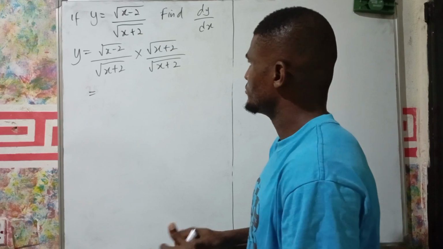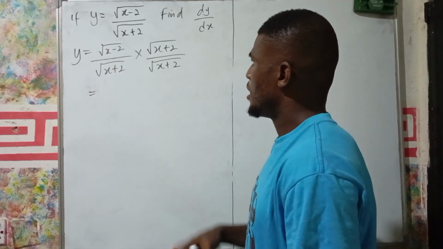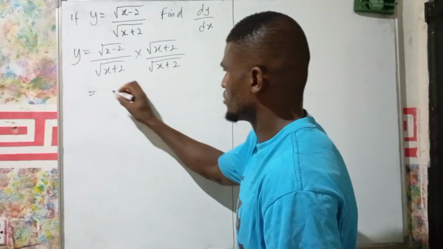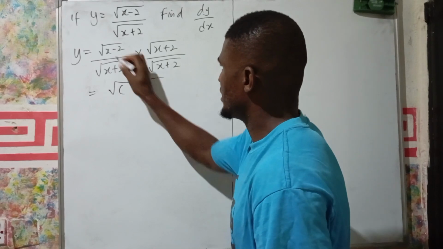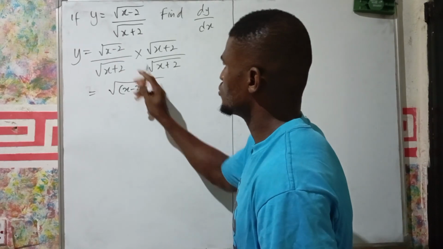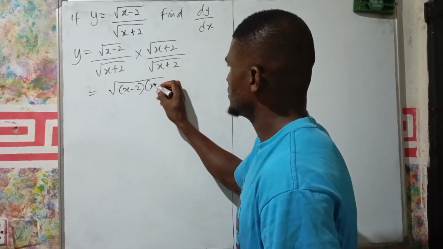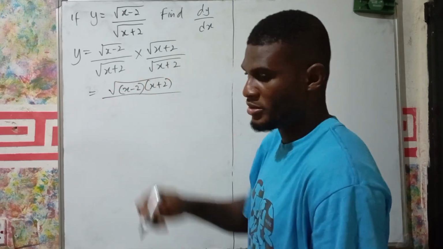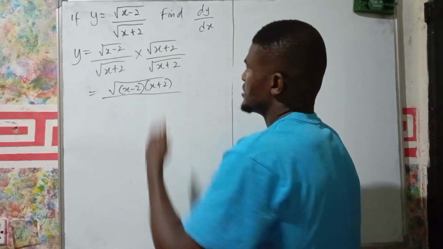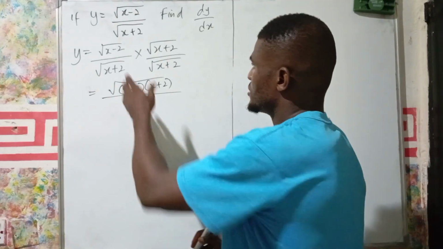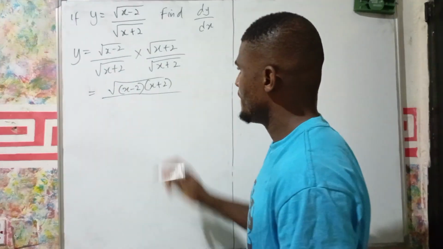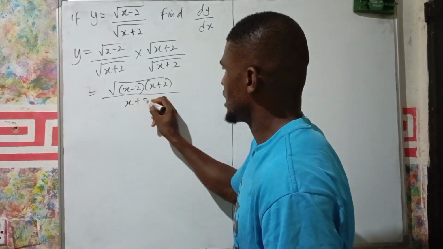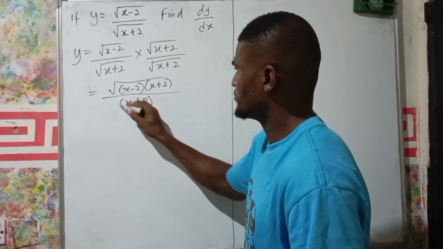to the numerator, now we have this and this, and both have square root. So I'm going to put a square root and then x minus 2, which is this, multiplied to x plus 2, which is this. All right. Now, on the denominator, these and these are the same. The simple way to do this is to remove the square root that both have, and we are now left with x plus 2.